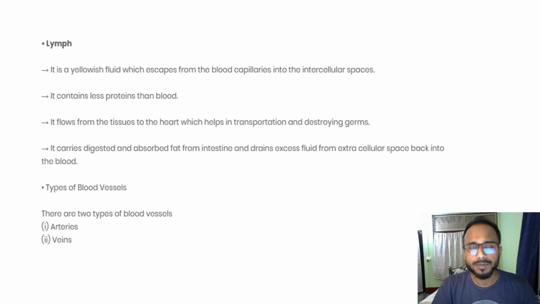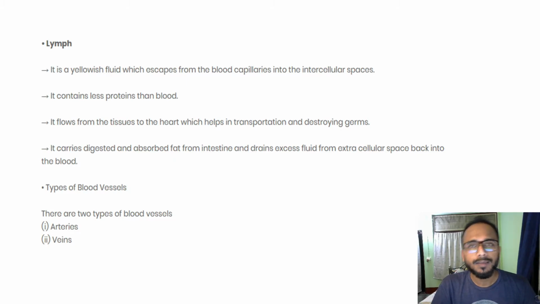Next is lymph. Just like blood, there is another component in our body. It is called lymph. It is a yellowish fluid which escapes from the blood capillaries into the intercellular spaces. That means, suppose these are two cells. Between these cells, there are some spaces. So this yellow color fluid goes into the intercellular spaces.